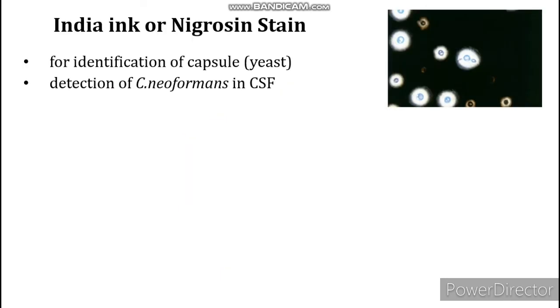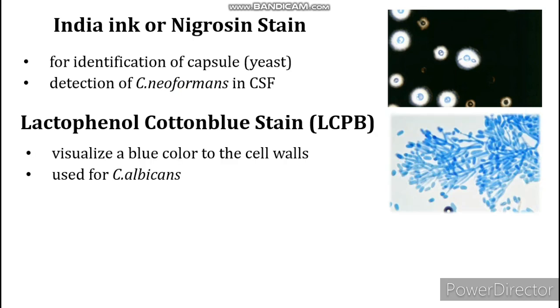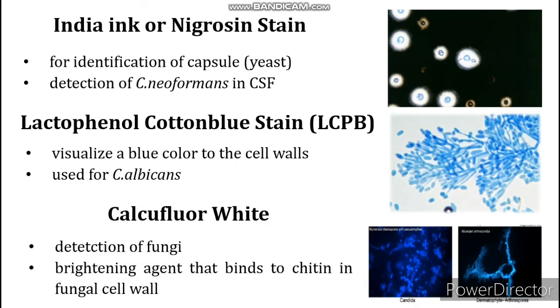Next, we also use your India ink or nigrosin stain for the identification of the capsule in Cryptococcus neoformans. It's also used when your specimen is CSF, or cerebrospinal fluid. You also have your LCTB, or lactophenol cotton blue stain. This stains the cell walls blue and is usually used for Candida albicans. You also have your calcofluor white. This is used as a brightening agent that binds the chitin in the fungal cell wall, so it glows under the microscope. This is used for the detection of several fungal species.